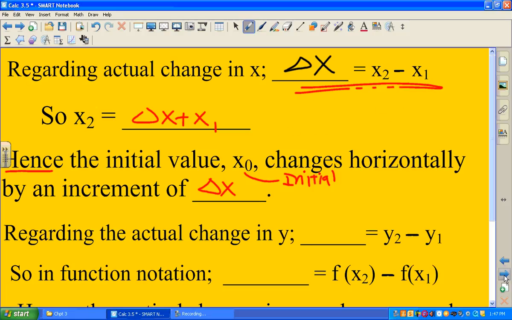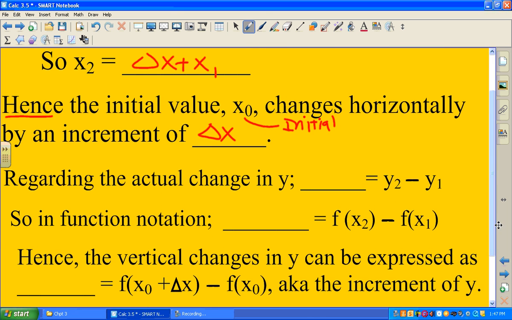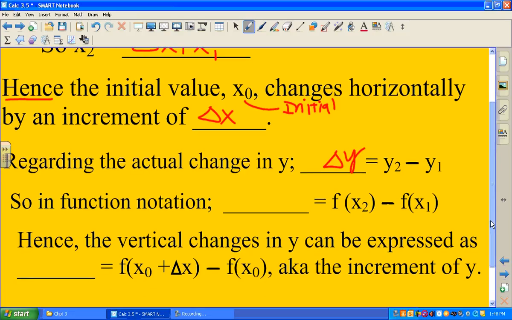I don't want to confuse Katie if I put these notes up online. Regarding the actual change in x, what's the symbol here? Delta y. So in function notation, f of x2 minus f of x1. Oh! Whoa. The difference in the y values would equal delta y. Delta y in function notation would be f of x plus delta x minus f of x.